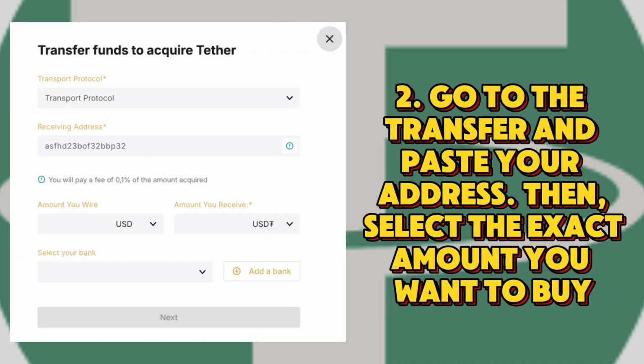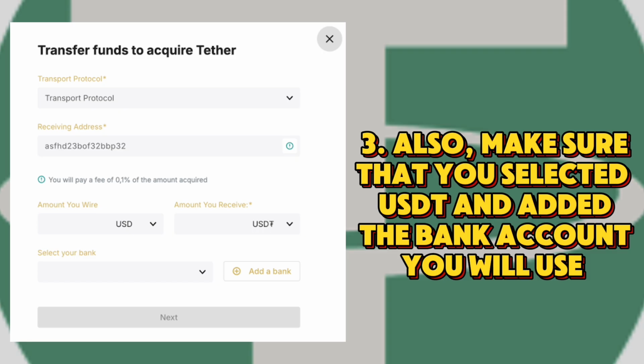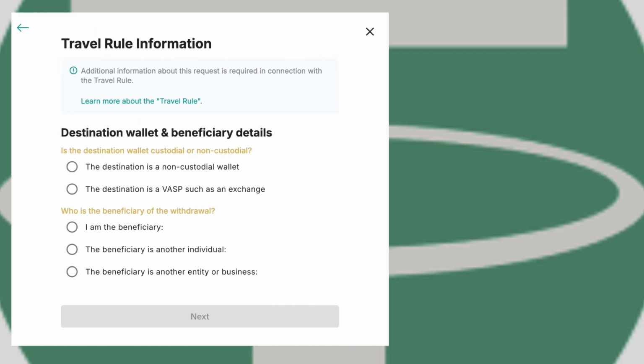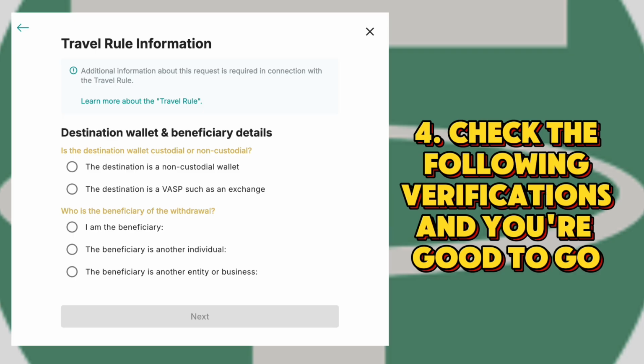On the exchange's platform, look for a Buy Crypto, Trade, or Market section. Find Tether or USDT from the list of available cryptocurrencies. Ensure you are selecting the correct one. Enter the amount of USDT you wish to buy or the amount of fiat currency you want to spend. Double-check the total cost, the exchange rate, and any associated fees. Click Buy or Confirm to finalize the transaction.